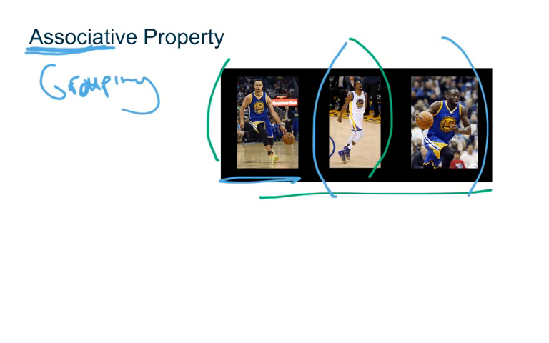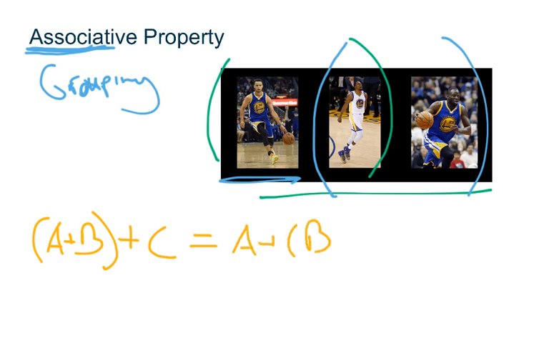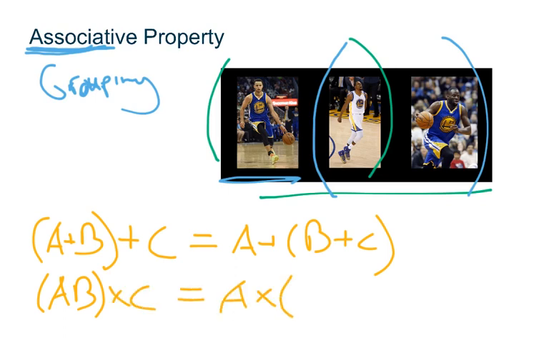a group of 3. And so this property is (A plus B) plus C is equal to A plus (B plus C). And again, the same goes for multiplication. (A times B) times C is equal to A times (B times C).